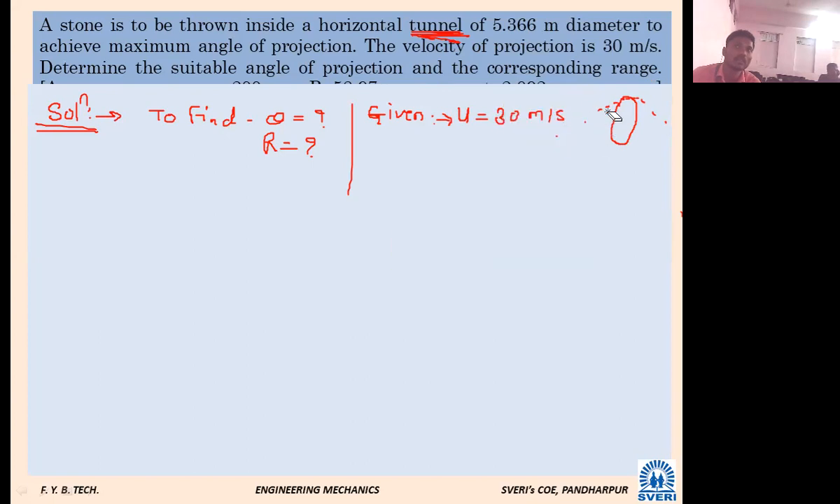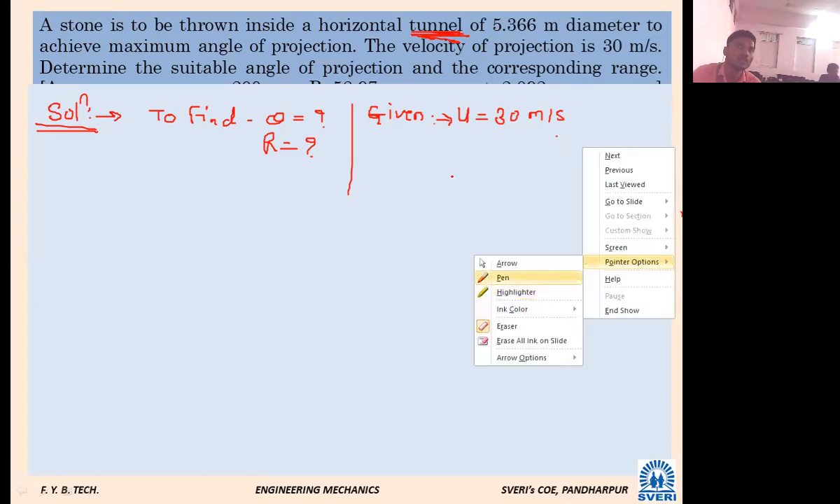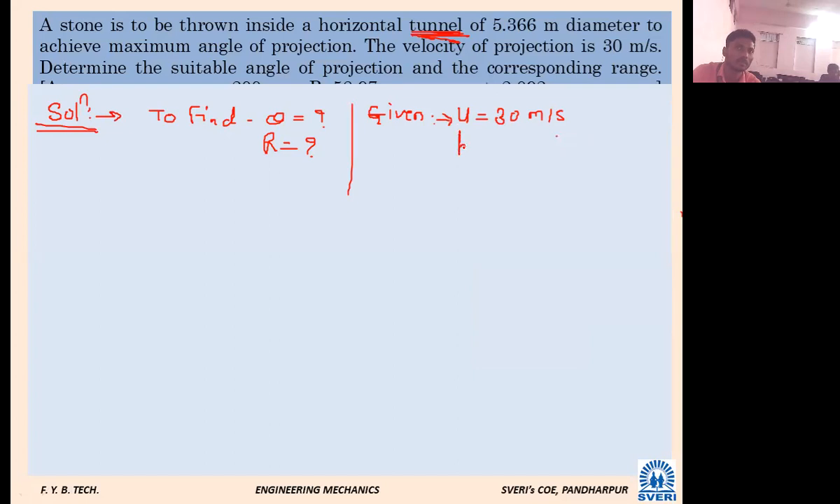येते का लक्षात? टनेल म्हणजे provided that that stone should not go out of tunnel. म्हणजे h max दिलाय असं म्हणायचं का? Can we say it is given h max or h simply? 5.366 meter. Velocity of projection u. Determine the suitable angle. Okay. एवढं दिलंय हे केलंय काढायचं.